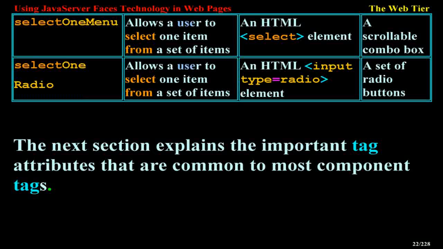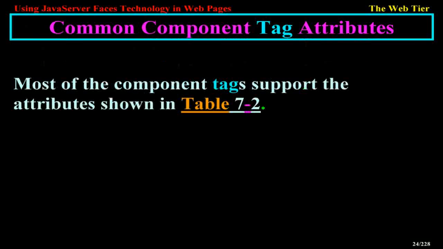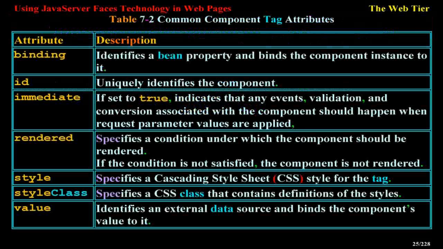The next section explains the important tag attributes that are common to most component tags. For each of the components discussed in the following sections, Writing Bean Properties explains how to write a bean property bound to a particular component or its value. Common Component Tag Attributes. Most of the component tags support the attributes shown in Table 7-2. Table 7-2: Common Component Tag Attributes.